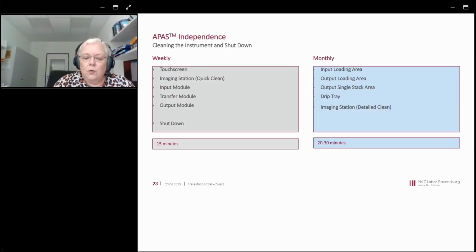Additionally, you have to clean the instrument on a weekly and monthly basis, and you have to perform a shutdown of the instrument once a week. Cleaning the outer surfaces of the input module, the imaging module, the output module, as well as the touch screen with an alcohol-moistened tissue normally needs not more than 15 minutes. Monthly, you also have to clean the inner parts of the instrument, the imaging station in more detail, but this needs not more than 30 minutes. And altogether, the maintenance of the instrument doesn't need a lot of time.